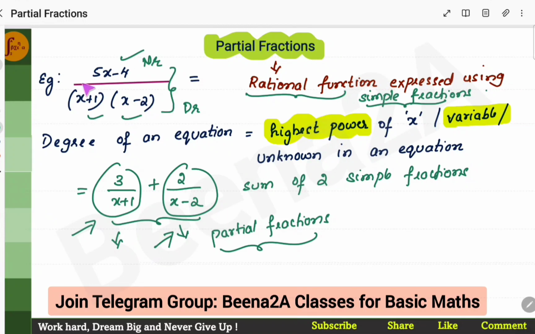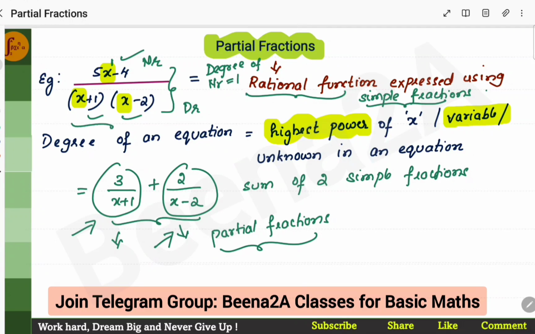So now in this particular rational function, which is the variable? X is the variable, right? So what is the power of this particular x? There is nothing here, which means the power is 1. So if you look at this entire equation, what is the highest power? It's 1. So degree is 1. We say the degree of numerator is equal to 1.